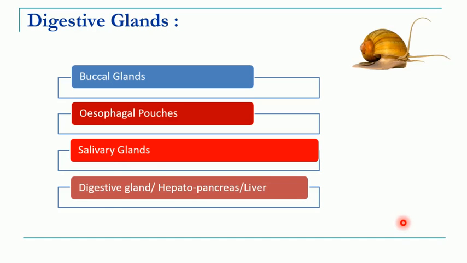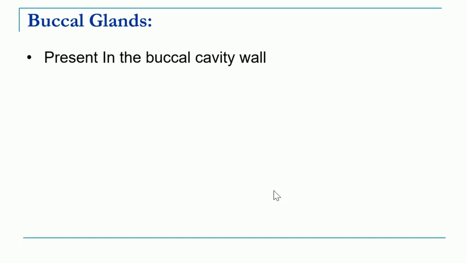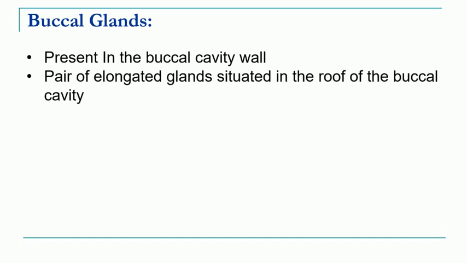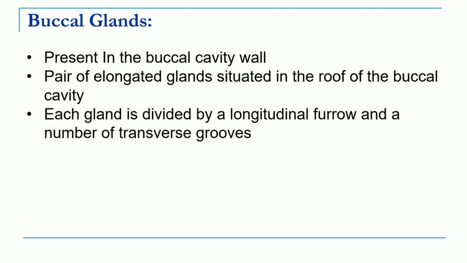The first type is the buccal glands. These buccal glands are present in the buccal cavity. We have already seen the position of the buccal cavity. Near the mouth region you have this buccal cavity, and these are basically paired glands. They are a pair of elongated glands situated in the roof of the buccal cavity.